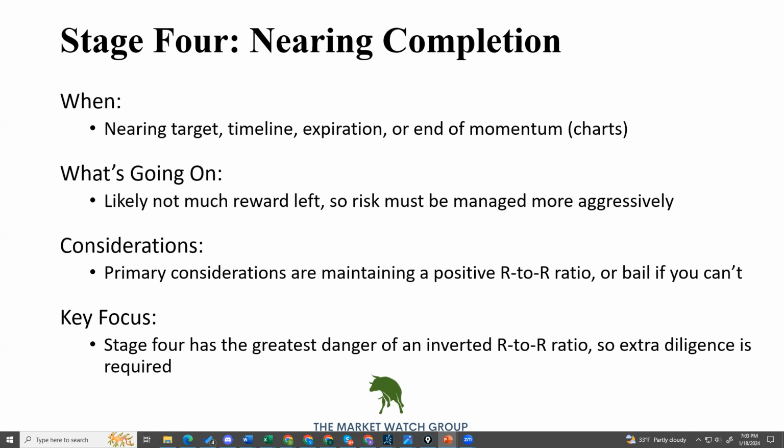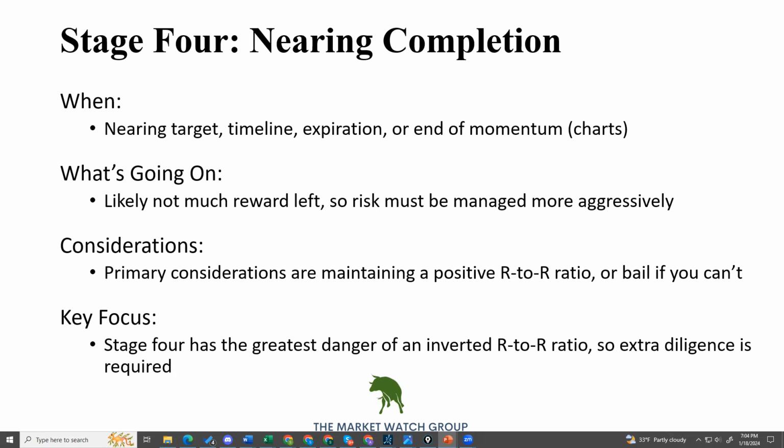He was in stage 4 and just had no concept of what he needed to do or how he was going to do it. When are we in stage 4? Like we said, nearing the timeline, nearing the target, nearing the expiration, nearing the end of momentum. This trade's coming to an end. There's not likely much reward left. If you only have a little bit of reward left, how much risk are you willing to take? You're probably going to get to a point in some trades where you can't find a place where you're comfortable taking risk relative to the amount of reward that's left, and you're like, no, I'm done here.